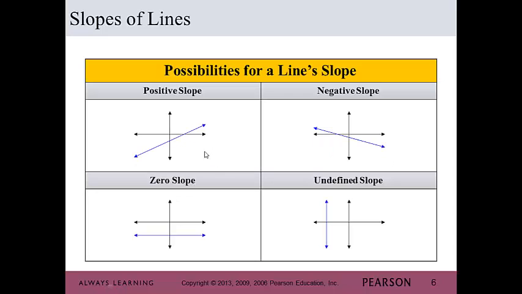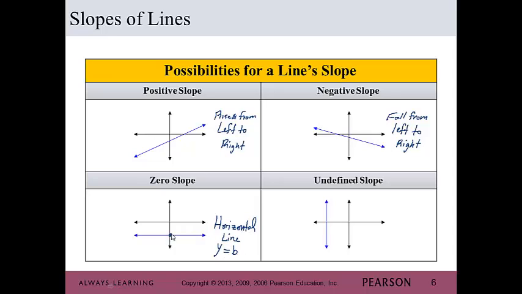Okay, so the different possibilities of slope, we already know slope can be positive, and if it's positive, it's going to rise from left to right. And if it's negative, it's going to fall from left to right. If you have zero slope, then you actually have just a horizontal line. Horizontal lines are written as y equals b, where b is the y-intercept. You see there's no change in y, but I can have many x's, right?